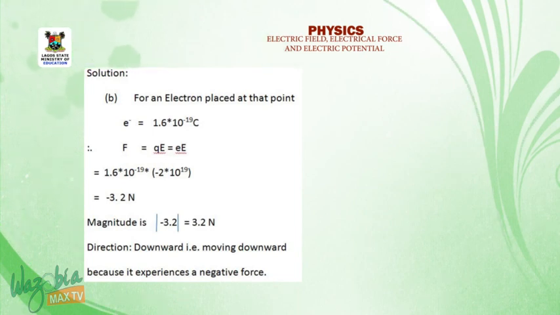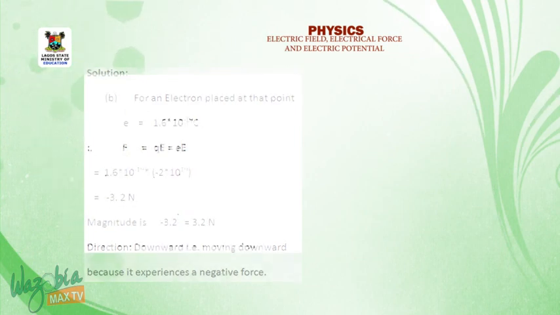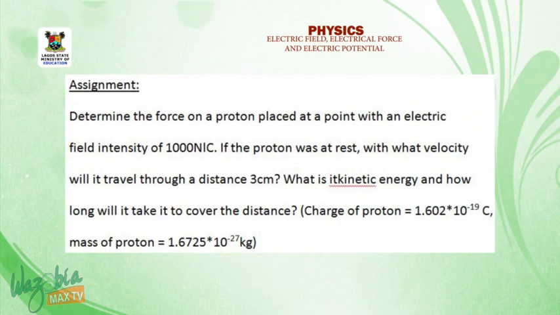That's what the question asks us. And the direction of the force will be downward. That is moving downward because it expresses a negative force. Now, you go through the assignment, you write it down, and also cross-check the worked solution. This is a standard WAEC question as well.